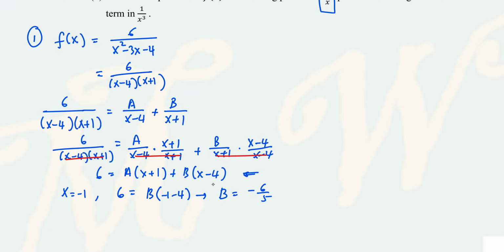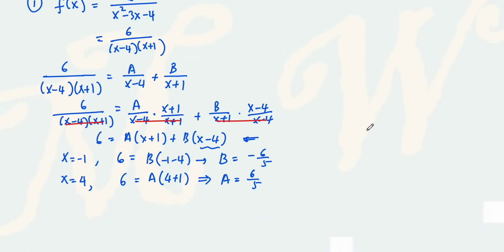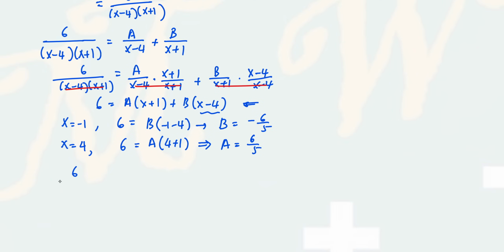Okay, then now let the second factor be 0, which is x minus 4 be 0. Hence, my x is 4. So left side 6, then first term a bracket 4 plus 1. So basically 4 plus 1 is 5. So I will be getting a equals 6 over 5. Okay, so now I will just need to rewrite my partial fractions. So substitute the a and b in this expression, then that will be your solution.